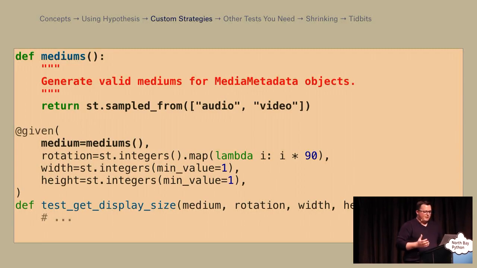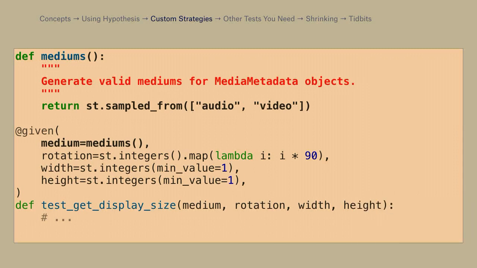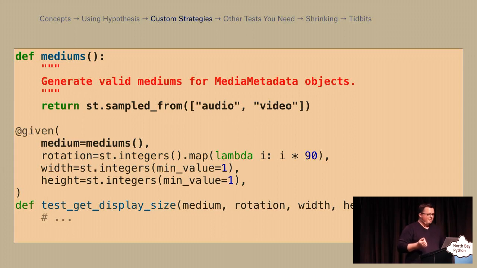The simplest custom strategy that we can come up with is basically just renaming one of the things that we've already got. Here, we used to have directly in the given decorator an invocation of the sampled_from strategy. Now we've just wrapped that up in a function that we're calling mediums. Because it's just returning the strategy, it's exactly equivalent to what we had before, just one level indirected. But by giving things a name, we're improving the readability of our tests. We no longer have to reason about what things are or aren't valid when looking at the test. We can just assume that the strategy that produces mediums for these media metadata objects is producing the valid set of things that we want it to produce.